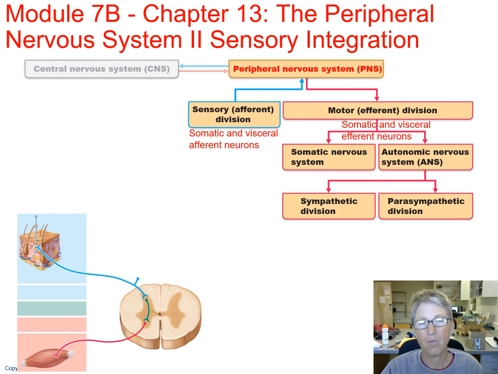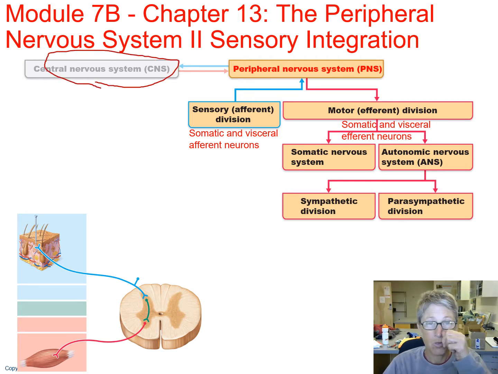So just a quick review, we did the Central Nervous System in Chapter 12, now Chapter 13 is the Peripheral Nervous System, and there are many pieces to the peripheral nervous system, but here I show there's a sensory afferent division to the PNS, and there's a motor efferent division to the PNS.